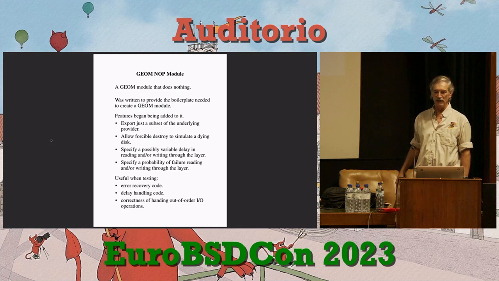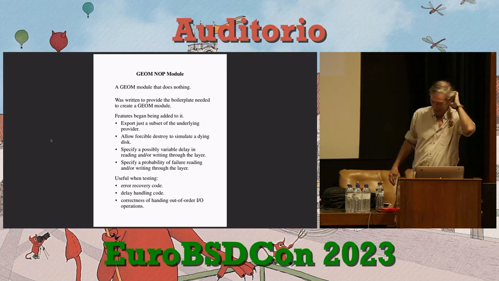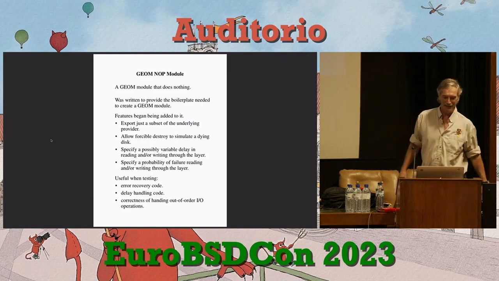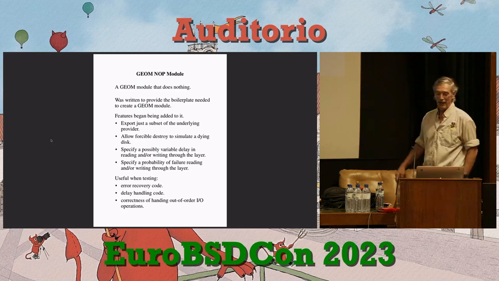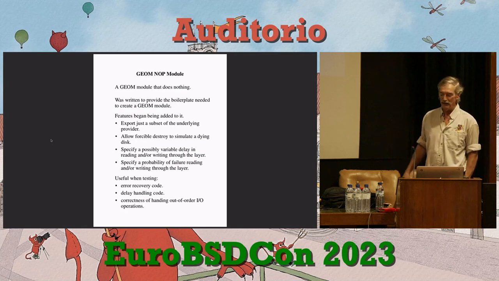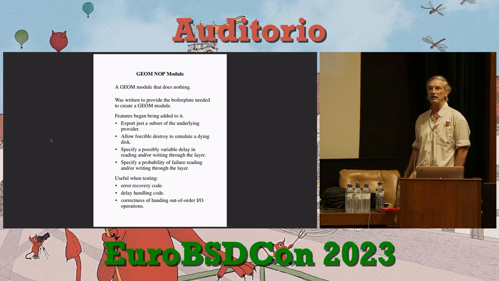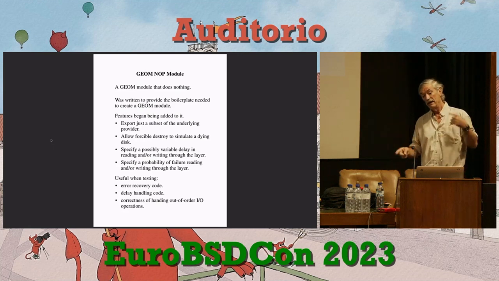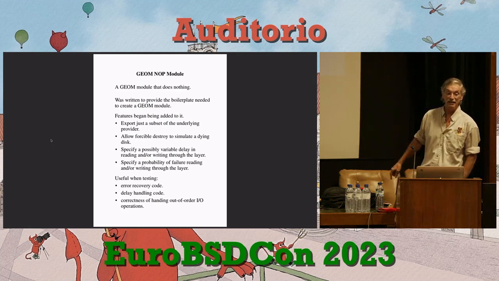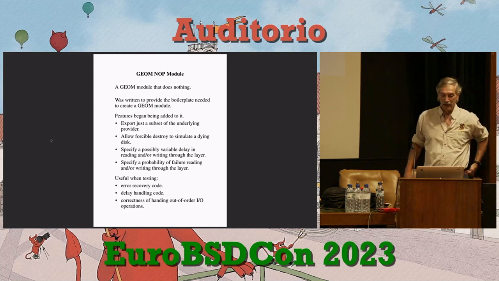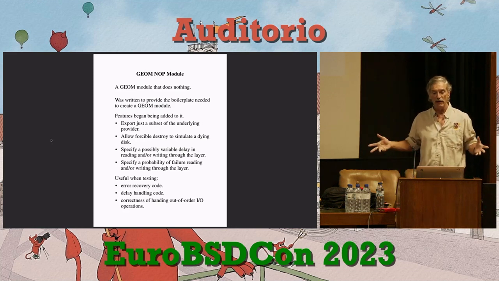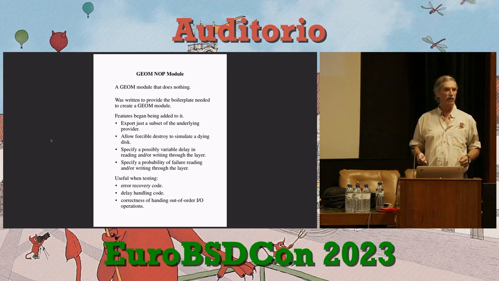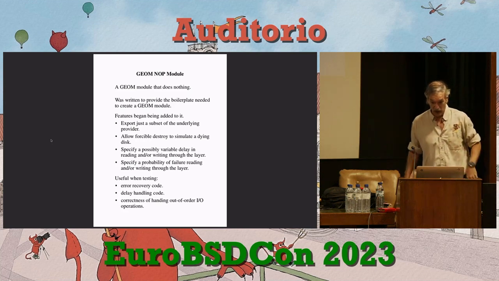Except when I first looked at it, it's like, well, wait a minute. This isn't a NOOP. It does all kinds of stuff. And it turns out that these features that have been added to it are, again, useful, particularly if you are into benchmarking things like disk performance. You can export just a subset of the underlying provider, so it's sort of the poor man's way of putting a disk label on it.